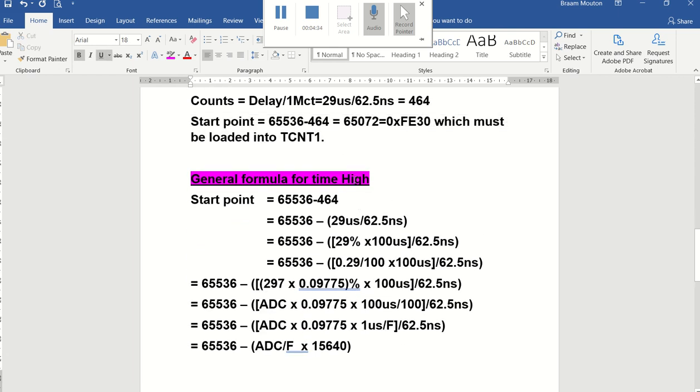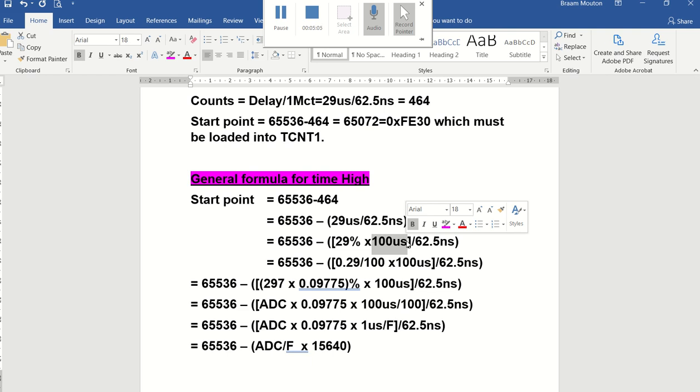This is where the general formula for the high time I've calculated, and we saw in this line here that it's 29% of 100 microseconds, but then we knew that the frequency would be 10 kilohertz. So this is the area where we want to say, but what if the frequency, I know now the frequency is 10 kilohertz, but what if the frequency must be 8 kilohertz?